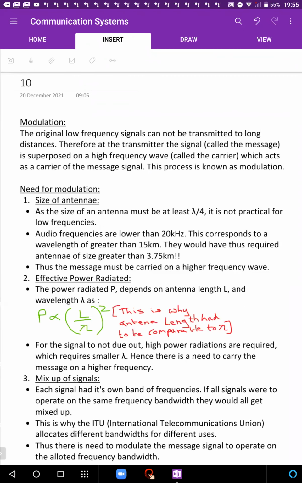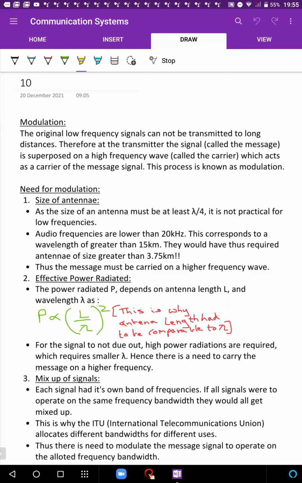Let's understand this. First and foremost, why is there a need for this kind of weird superposition? Okay, so this is also quite important. These are all important theoretical questions they can ask. Why is there a need for modulation? Okay, exclusively, this is also mentioned in this list.